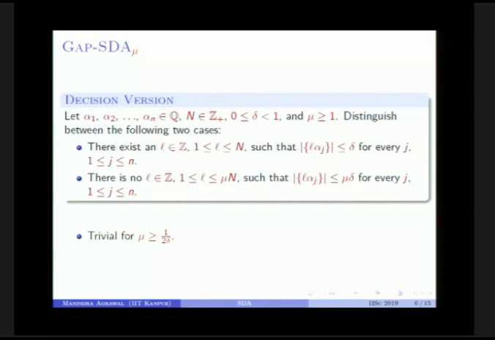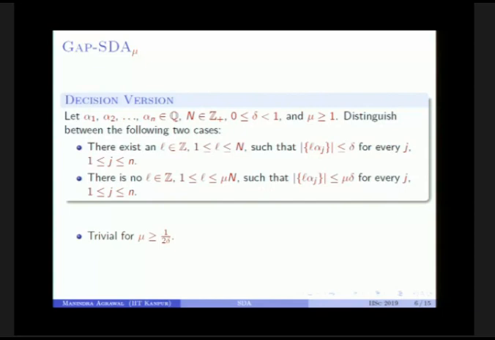So let's see the decision version of this problem. Again, you are given n rational numbers, an upper bound on the multiplier, capital N, and an error bound delta. And in addition, one is given another multiplier, mu, which is greater than or equal to 1. And the question is, now we have to distinguish between the following two cases. Case one, that there exists a multiplier L between 1 and N such that L alpha j is very close to an integer. This is exactly as before.